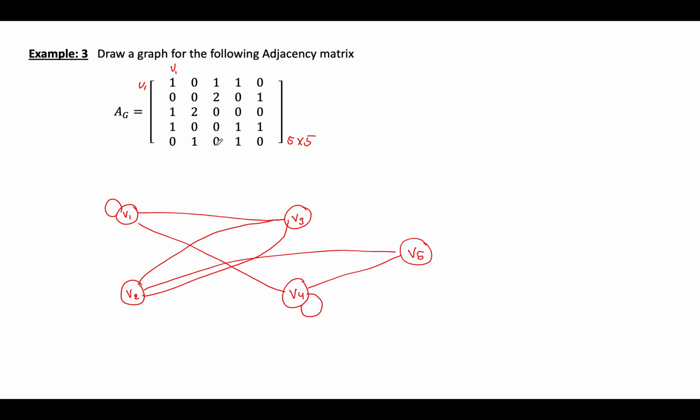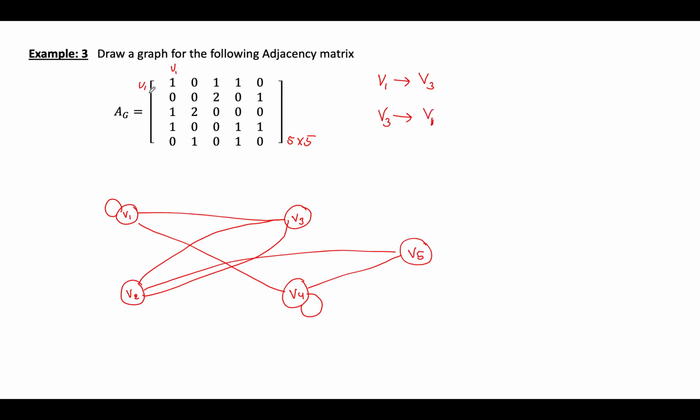V5, V3, 0. V5, V4, 1. V5 and V5, 0. And here we got the graph. Now, if you notice here, if I have a link between V1 and V3, then I'm supposed to have a link between V3 and V1.